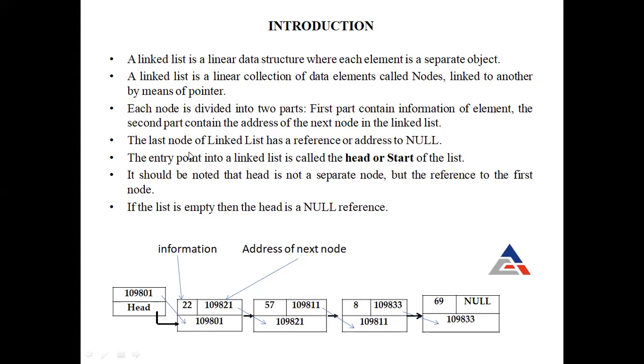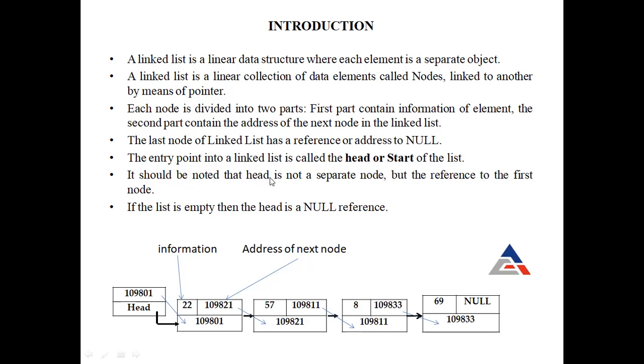The last node in the linked list has a reference or address of null. You can see the last node. This is the last node. It says there is no further node over here. It means this address becomes null. It means that after the last node, there is no further node in the linked list. The entry point into the linked list is called head or start. So this entry point, we call it a head, or we can call it a start, which is the starting point, the head point with the particular address.